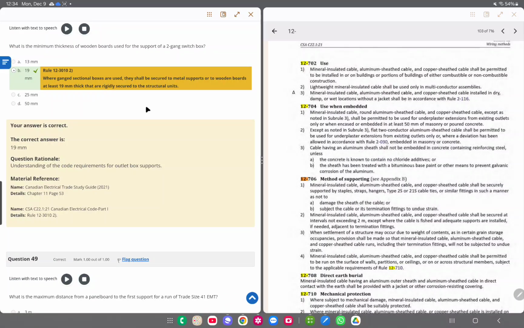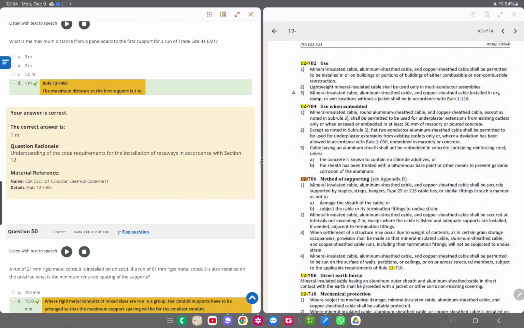What is the minimum thickness of wooden boards used for supports of a 2-gang switch box? This is 19 millimeters. This is also in section 12. At the end of installation of boxes, cabinets, outlets, and terminal fittings is how I found it, page 155. What is the maximum distance from a panel board to the first support for a run of trade size 41 EMT? This is also in the same area. Installation of boxes, cabinets, outlets, and terminal fittings. 12-1406.